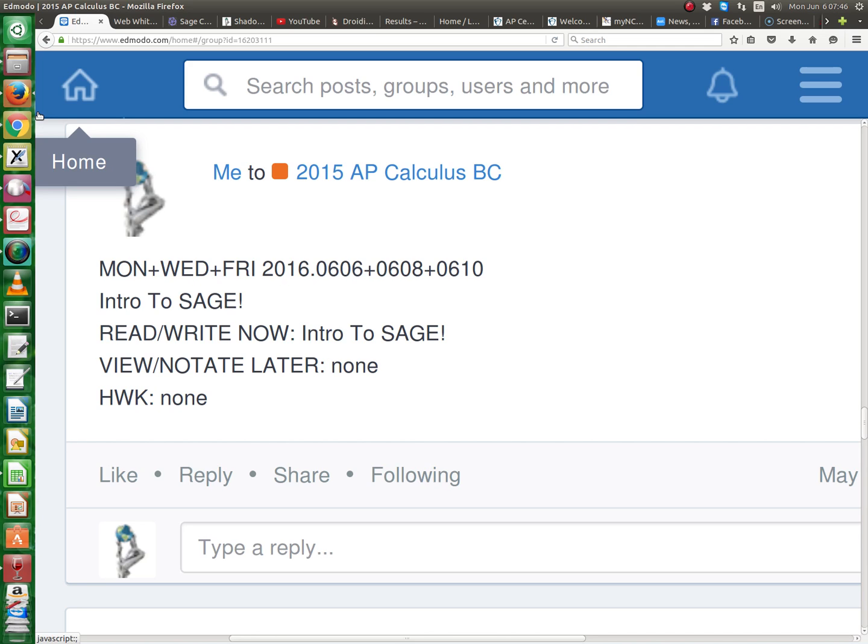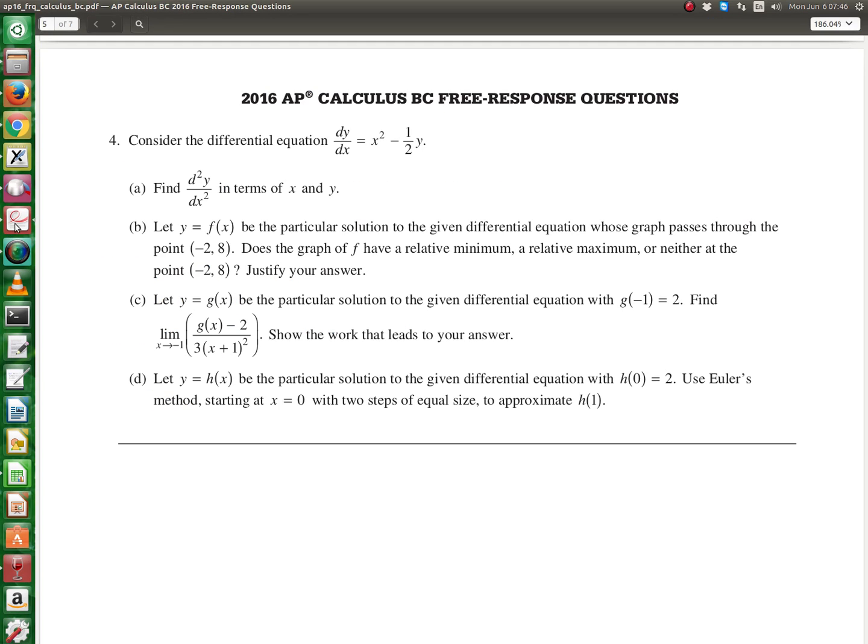Everyone got a safe cell open? Alright, so we're up to BC4 today with Sage, so let's take a look at it. 2016 BC4 says, consider the differential equation dy dx is x squared minus 1 half y. Find the second derivative in terms of x and y.